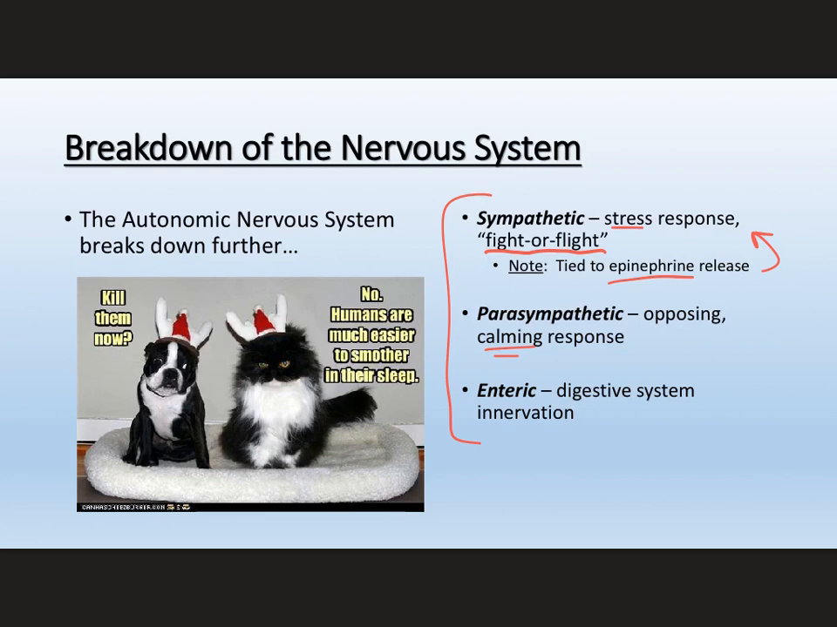And the last thing here we won't even mention again after this slide, but your enteric nervous system is your digestive system innervation. So this is obviously something that is completely unconscious. It's not something you have to think about or have any control over, but you do have some nervous control of the smooth muscle that helps move your food and helps you digest it.